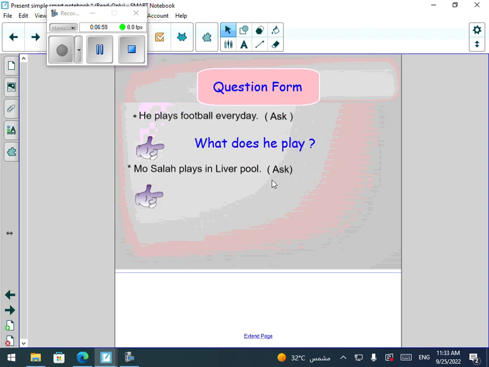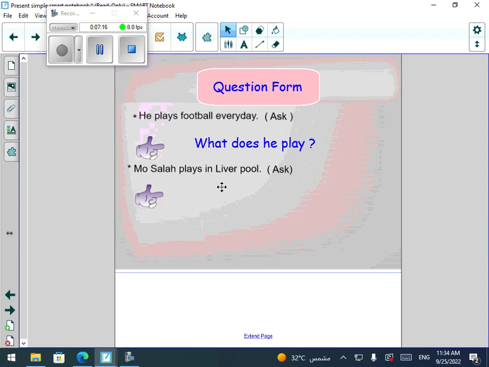Mo Salah plays in Liverpool. I'm gonna ask about Liverpool. It's a place, so I'm gonna ask with where. After where, do or does. What do we have here? Mo Salah, so it's gonna be do or does. Because the subject is singular, I'm gonna say does.